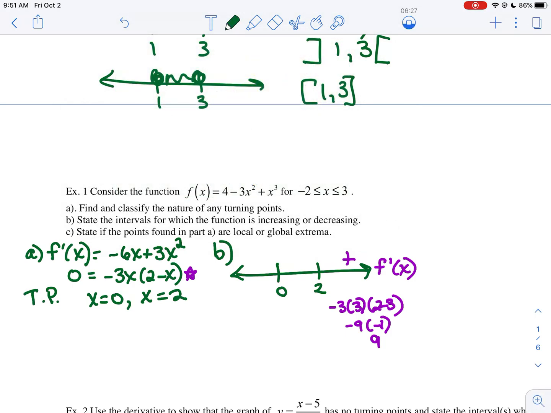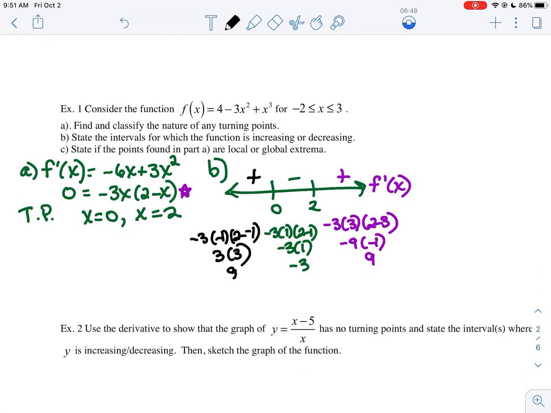All right, so now let's pick, say, 1. That's negative 3 times 1. That's a negative. And let's pick negative 1. So that's 3 times 3. That's a positive. Okay, so what does this tell us?